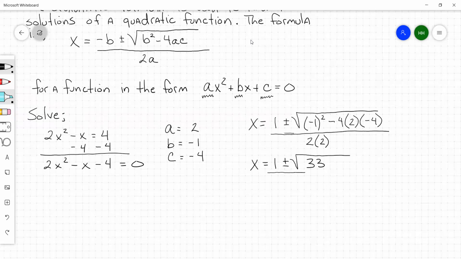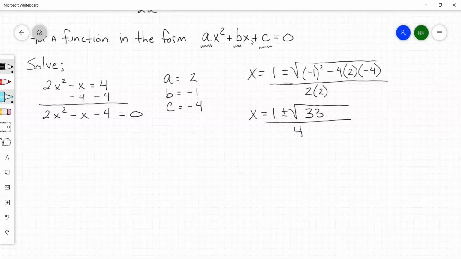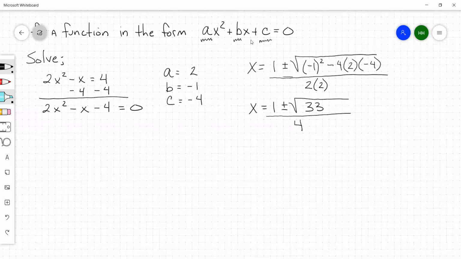Now look, this is over 4. All right. Those are your solutions. Now, you could see your answer in this form: 1 plus or minus square root of 33 divided by 4. You could also see it finished, meaning as decimals.